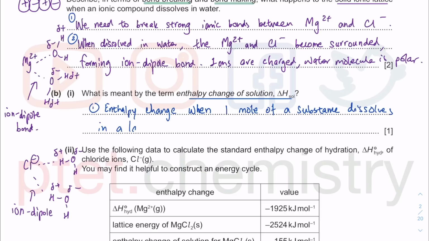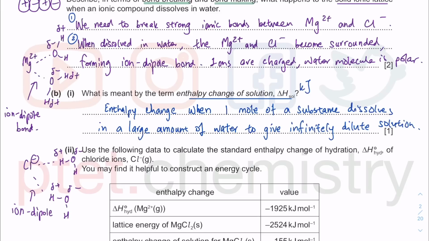Dissolve in a large amount of water to give infinitely dilute solution, or to form infinitely dilute solution. There are different variations of this particular definition actually, but what is very important is to indicate that it is 1 mole of something, and this is in kilojoule per mole, and that is why enthalpy change is not really just energy, it's enthalpy change because there's the stoichiometric amount associated with it.